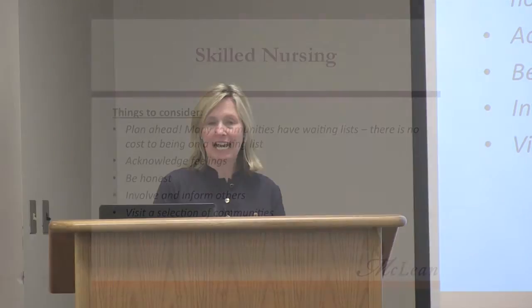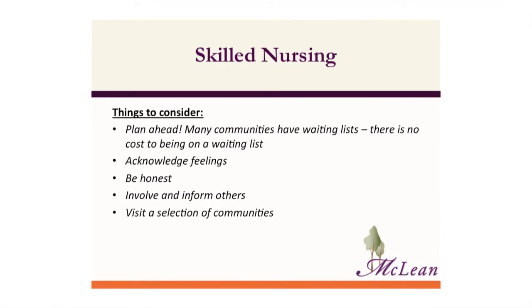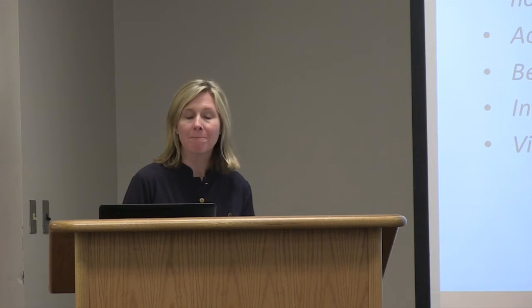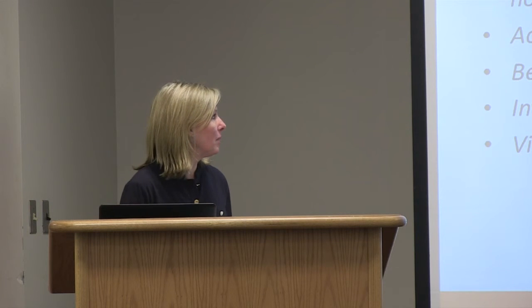So, things to consider, plan ahead. Skilled nursing communities have waiting lists. The McLean list right now is about 3 years for folks from the outside. So we serve our campus first, so our assisted living residents know that they have a place in our nursing home should they need it. There's no cost to be on a waiting list.